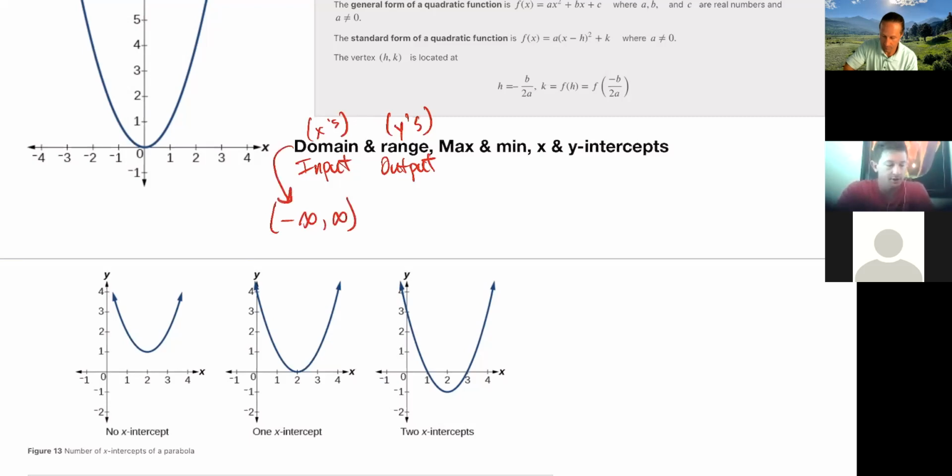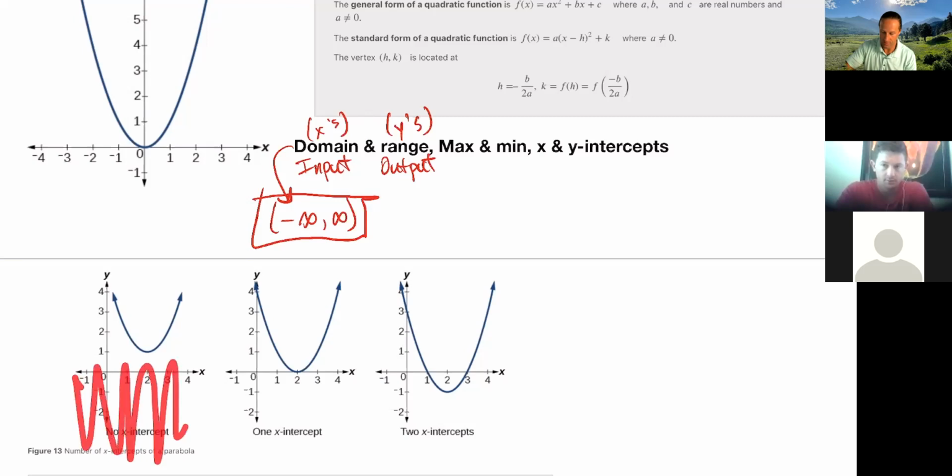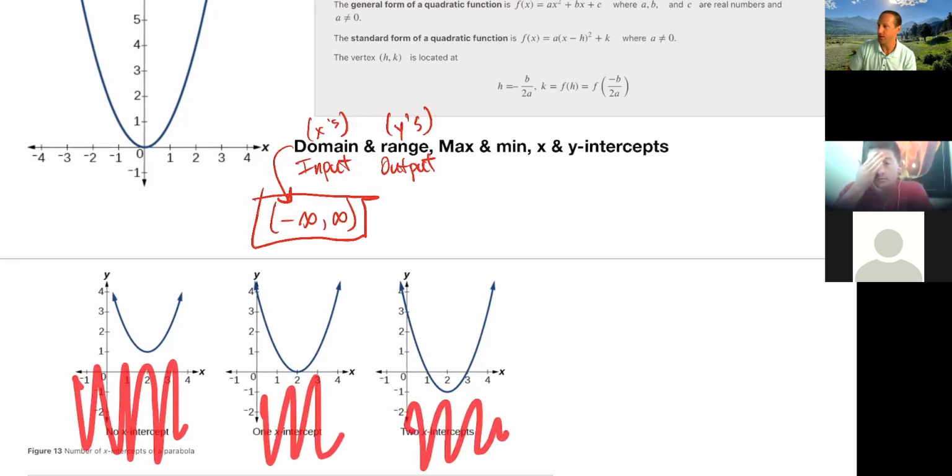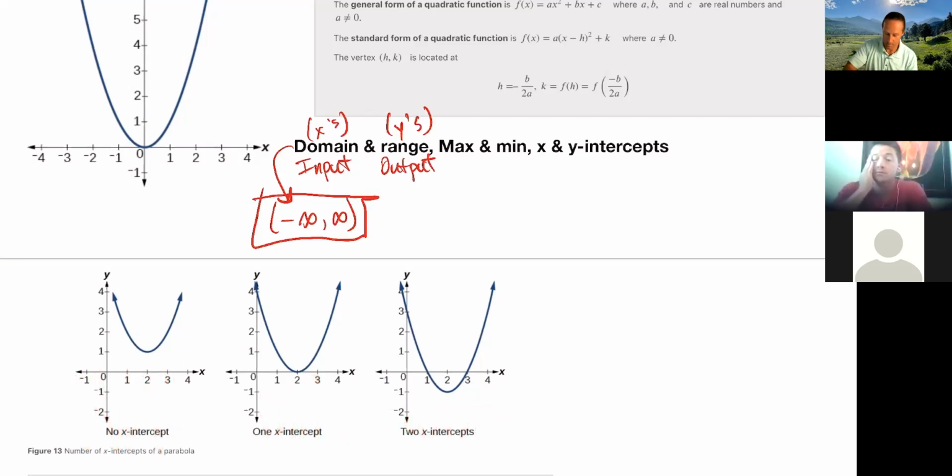Negative to positive infinity. Very good. But is the range always going to include every Y value? Obviously not. We're missing all this down here. But we will have an X value for every direction, because this goes up and out forever or down and out forever.